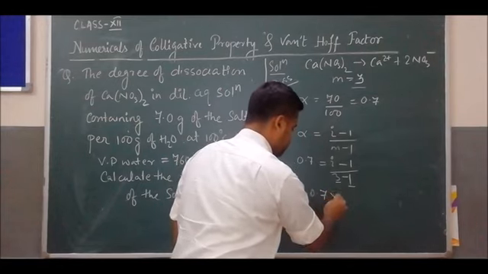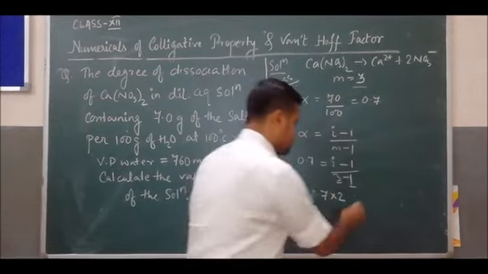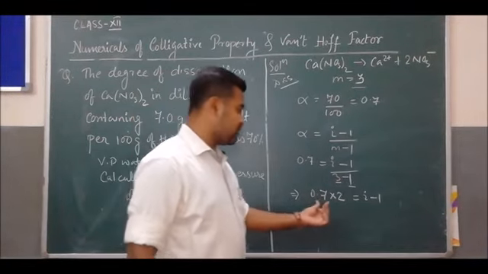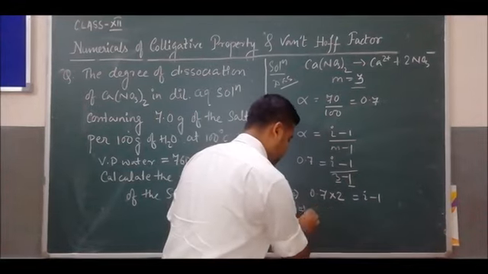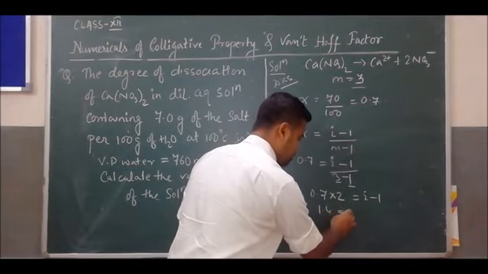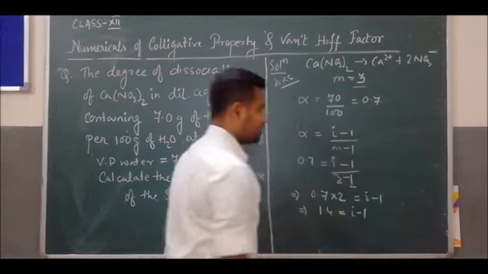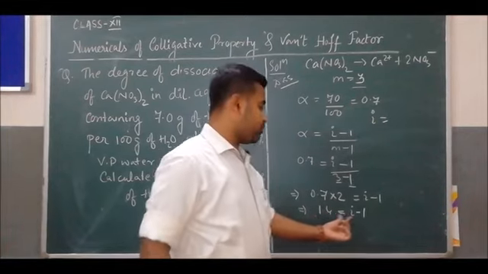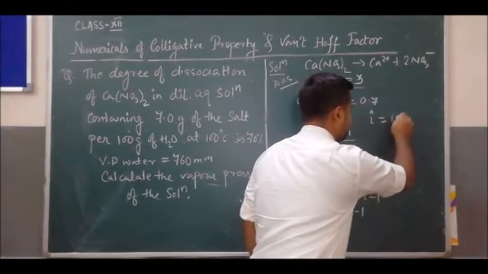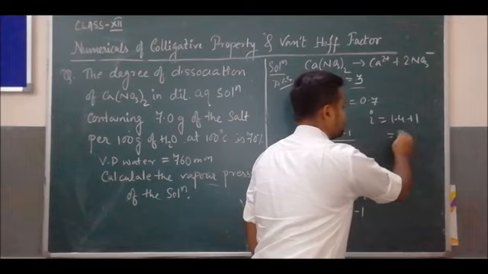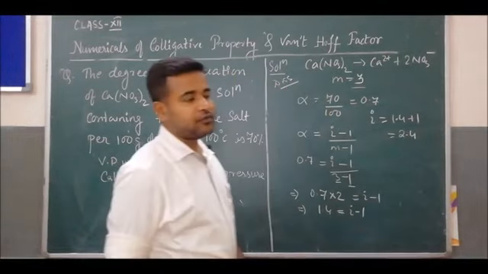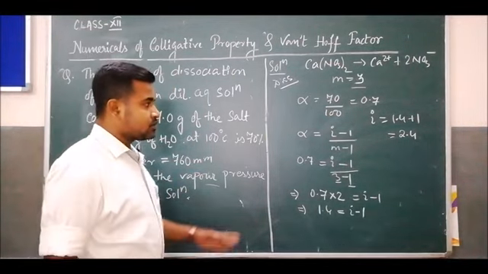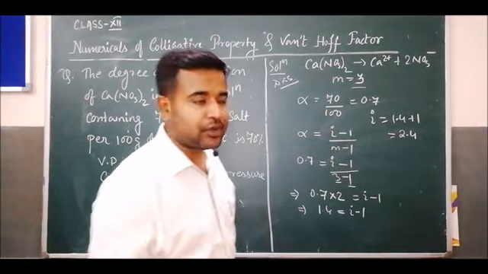So 0.7 into 2 is equal to i minus 1. What is 0.7 into 2? It is 1.4, equal to i minus 1. It means i is equal to 1.4 plus 1, that is equal to 2.4. So here the i value is equal to 2.4. Clear? So here we have found the i value equal to 2.4.